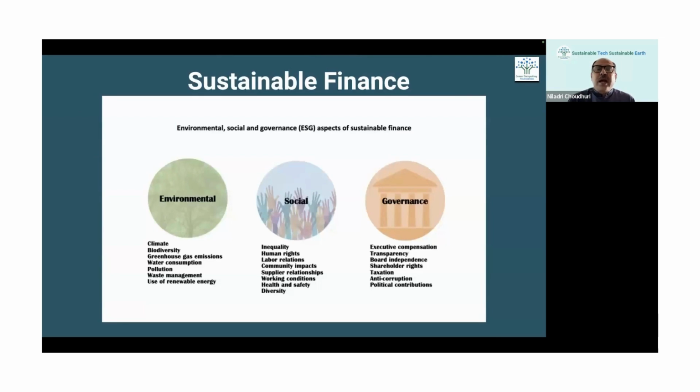So, the environmental, social, and governance aspects of sustainable finance. Let us look at finance, because that's what we were looking at, that finance has to play a very significant role in creating sustainable countries, sustainable organizations. So we have to look from the finance perspective: climate, biodiversity, greenhouse gas emission, water consumption, pollution, wastewater management, use of renewable energy; social in terms of inequality, human rights, labor relations, community impacts, supplier relationships, working conditions, health and safety, diversity; governance, executive compensation, transparency, board independence, shareholder rights, taxation, anti-corruption, political contributions.